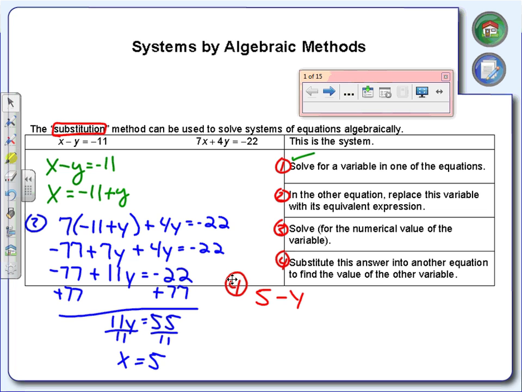Oh, yeah, you're right. It is y. That should be y equals y, not x. We can still use the same equation, all right? We can still use x minus y equals negative 11. The only difference is now we're plugging in the 5 for the y, not the x.